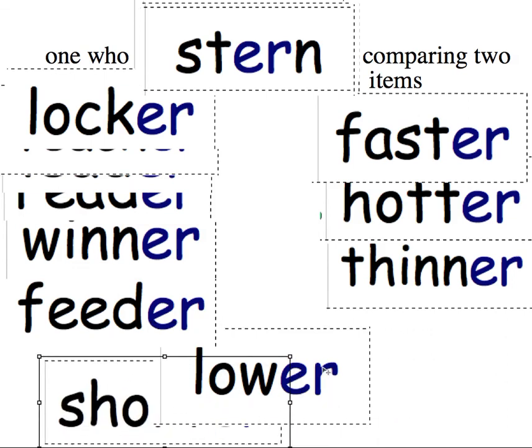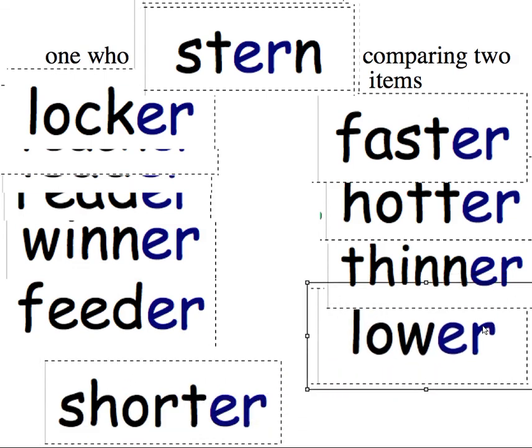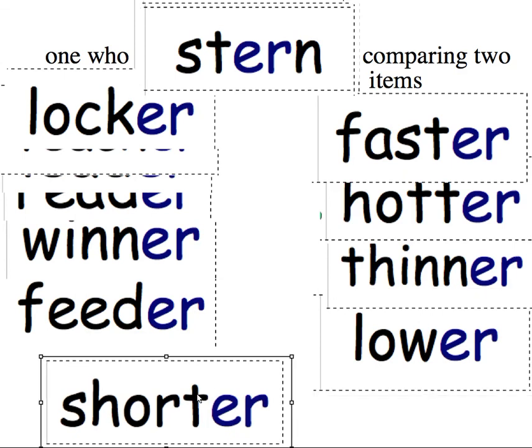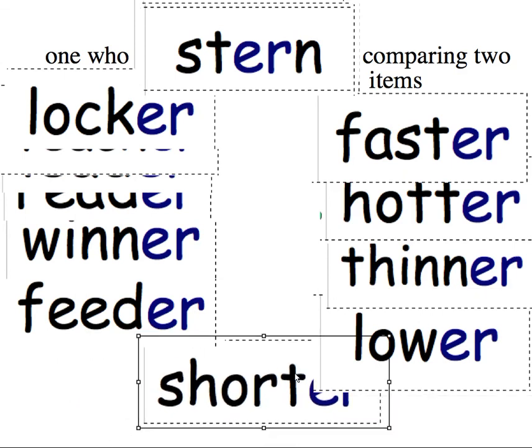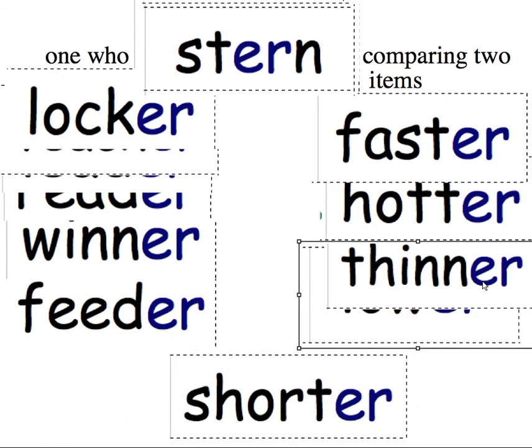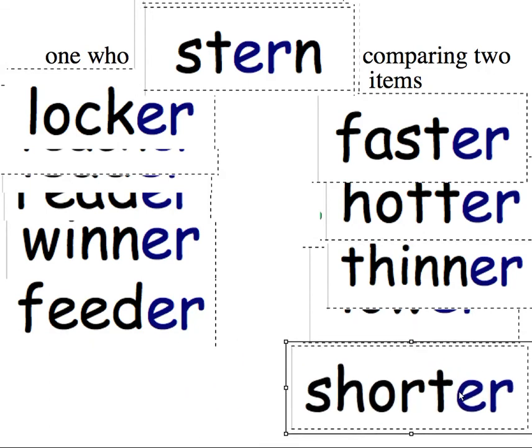Then we have lower. That's comparing 2 things. And we have shorter. All right. Shorter compares 2 things. Very good. So now you should have a nice list of ER words. Now I would like for you, you are completely done with practicing ER with me. Now you're going to upload the document that has you working on ER words, practicing reading them. And then you will be done for this lesson.